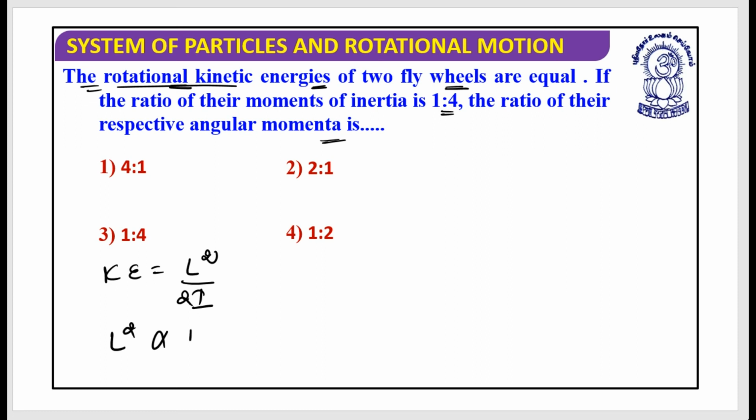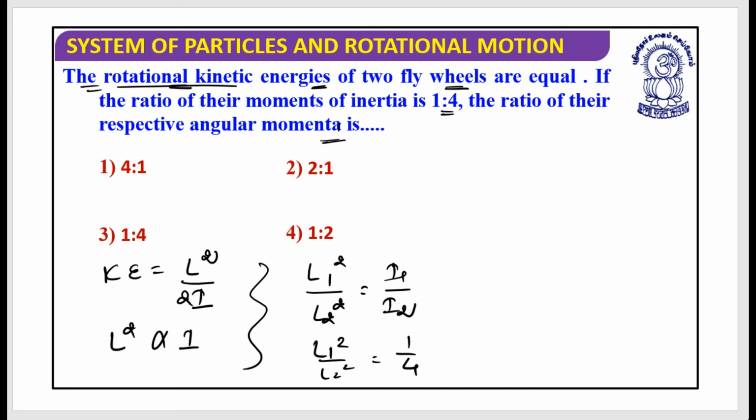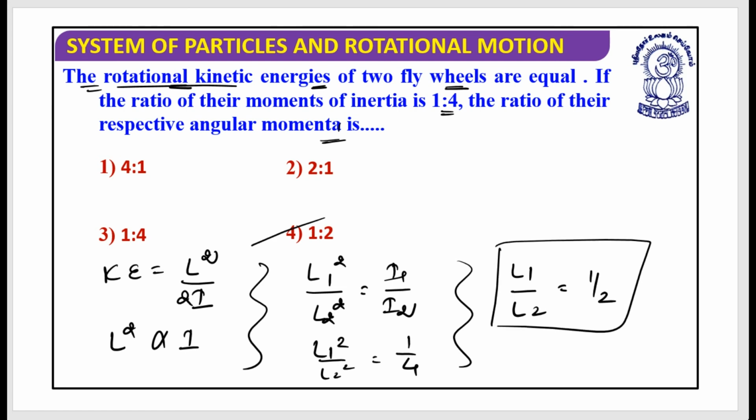So L square is directly proportional to I. Let's write it as a ratio: L1 square divided by L2 square equals I1 is to I2. The ratio of their moments of inertia is given, so L1 square divided by L2 square is 1 by 4. So L1 is to L2 equals 1 is to 2. That's it, done. Have you got this?